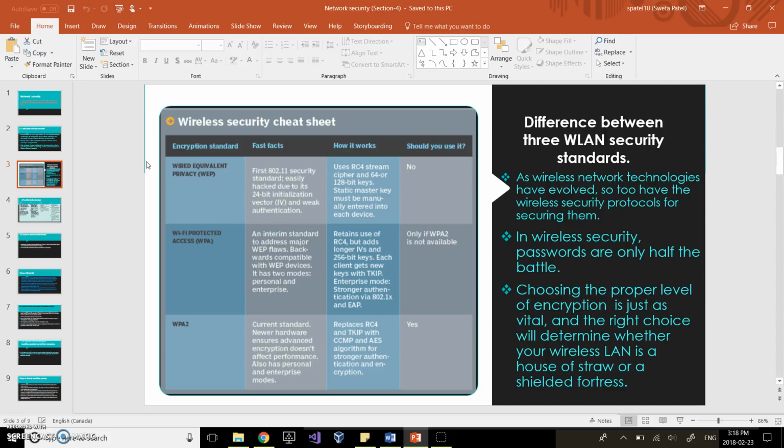So, there are three types of security standards, and there is a difference between the three WLAN security standards. As wireless network technologies have evolved, so too have the wireless security protocols for securing them. Wireless security passwords are only half the battle. Choosing the proper level of encryption is just as vital, and the right choice will determine whether your wireless LAN is a house of straw or a shielded fortress. So let's see the details of all three WLAN standards.